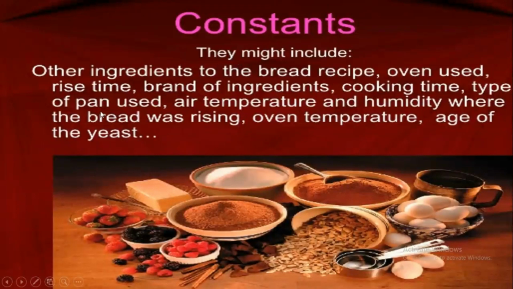Rise time, the temperature he gives for all the experiments. Brand of ingredients, every time he was doing experiments he was using the same brands of ingredients. Cooking time, type of pan he was using, air temperature and humidity where the bread was rising, oven temperature, age of the yeast. So every ingredient, every factor he was using while doing experiments was the same in all the experiments, except for what he was testing. For example, the quantity of sugar he was testing, so it was not considered a constant.